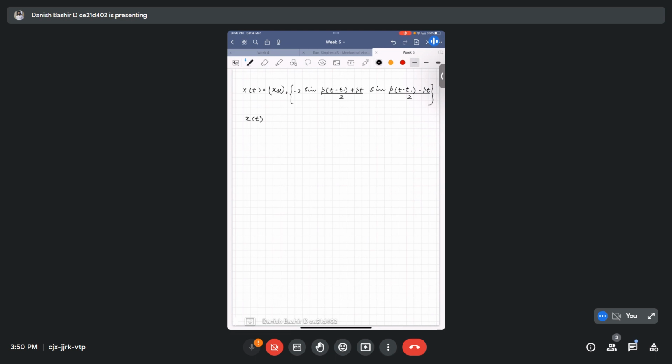x of t will be equal to twice x static naught sine pt1 by 2 upon 2 sine p of t minus t1 by 2. So this is our response.